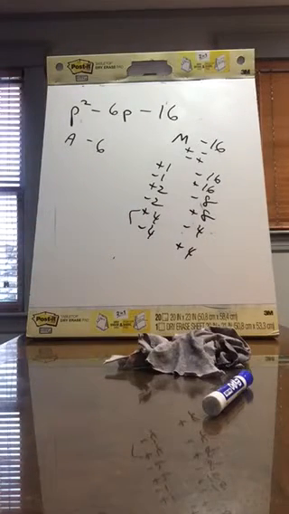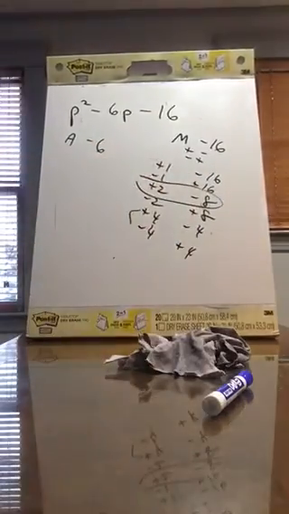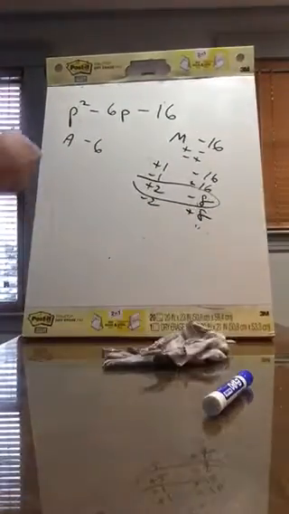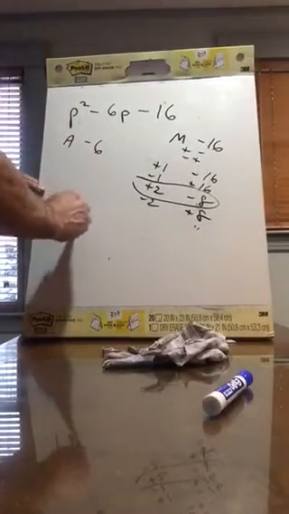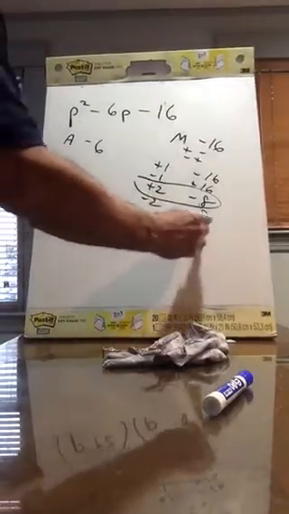So, all those multiply to negative 16. Which of those adds to negative 6? This one. Plus 2 and minus 8 add up to negative 6. So, our answer here is, you got it, P, and you got a plus 2, then P, and you got a minus 8. Answer.